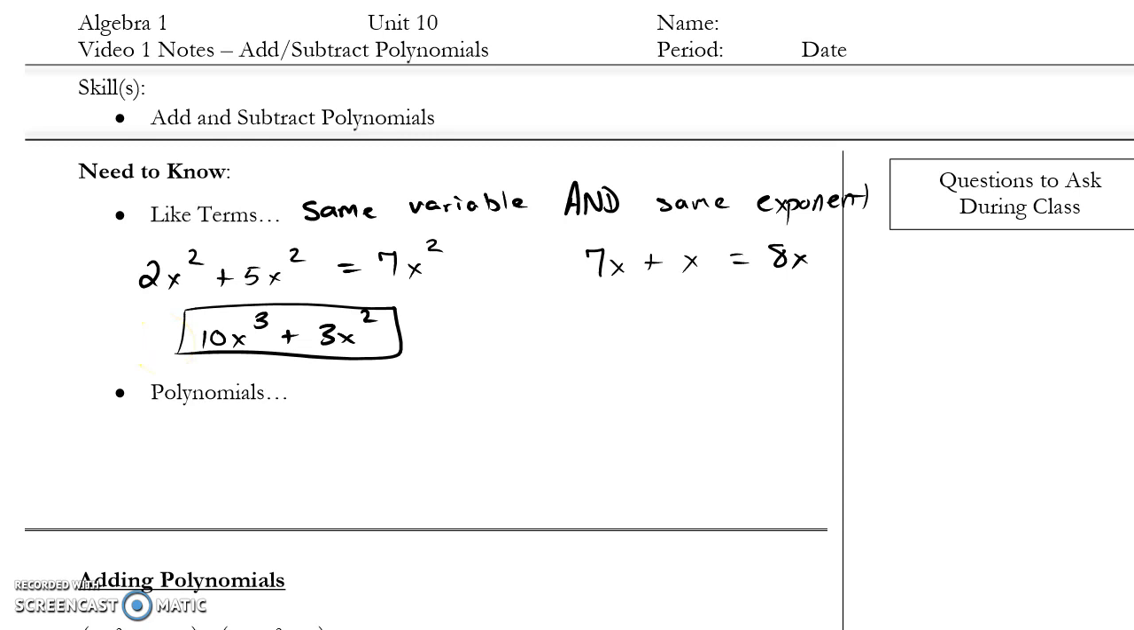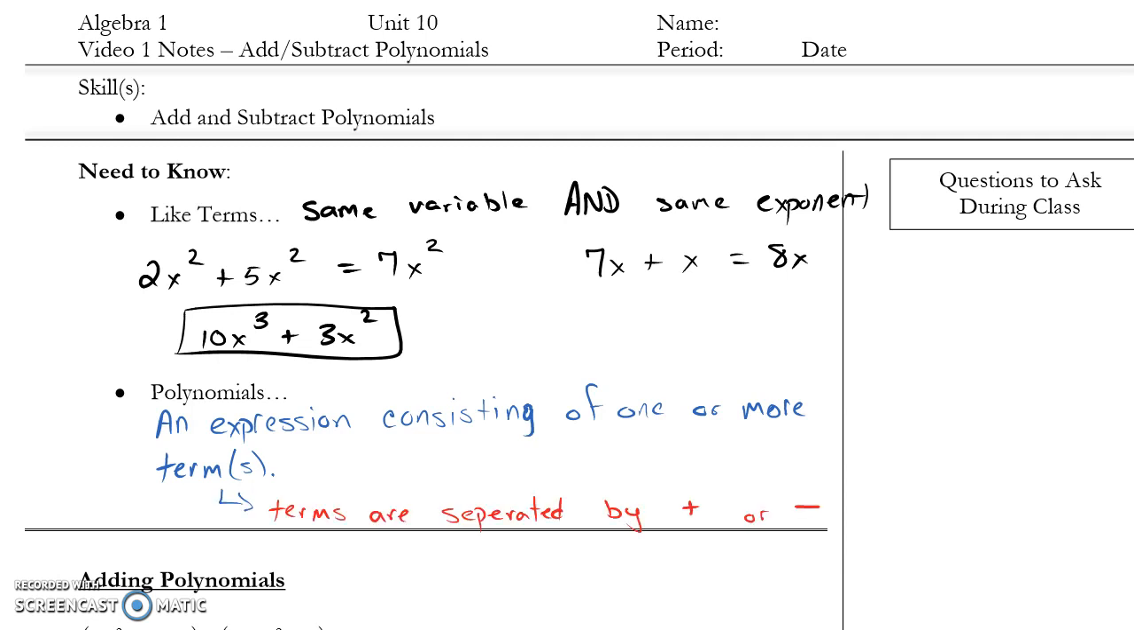The term that's new there is the word polynomial. So what is a polynomial? A polynomial is a mathematical expression, an algebraic expression consisting of one or more terms. And specifically, terms are separated by addition or subtraction only. So up here, 2x squared plus 5x squared, I would say is two terms. 2x squared is 1. The addition sign separates. 5x squared is my second term.